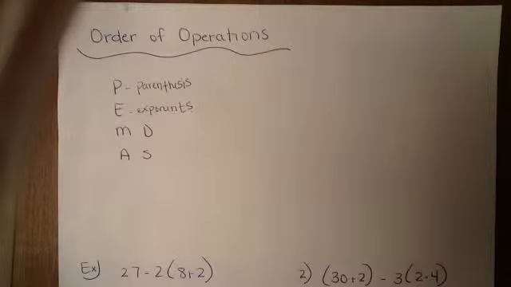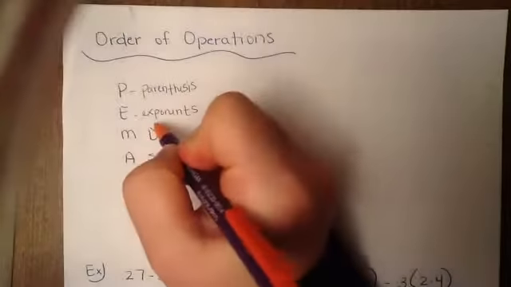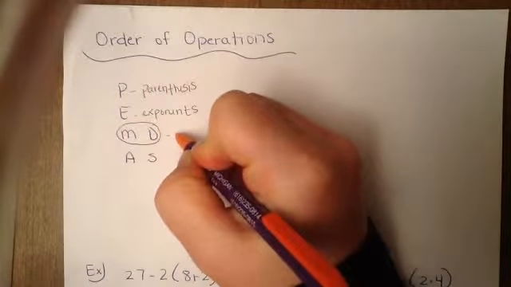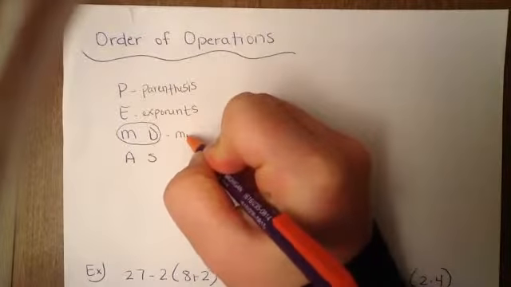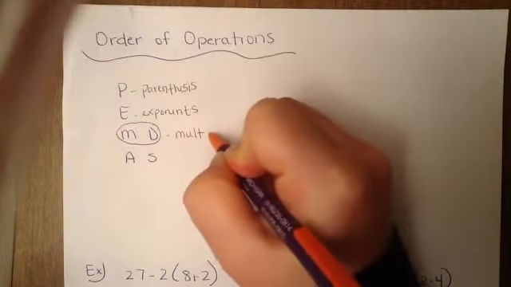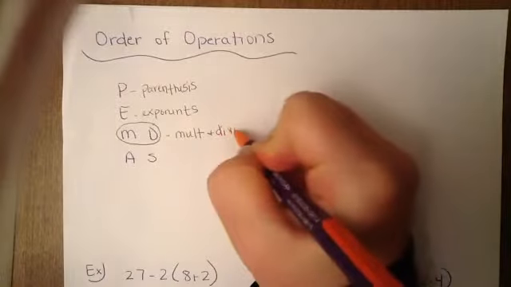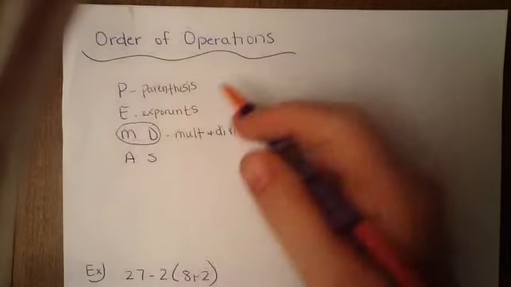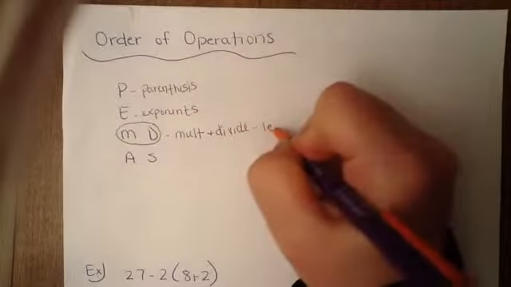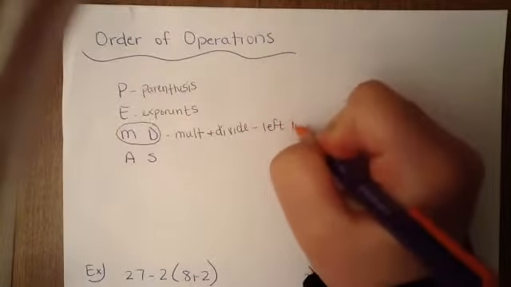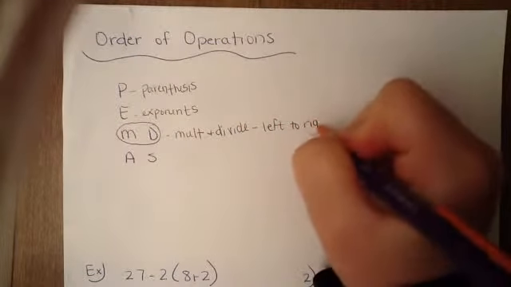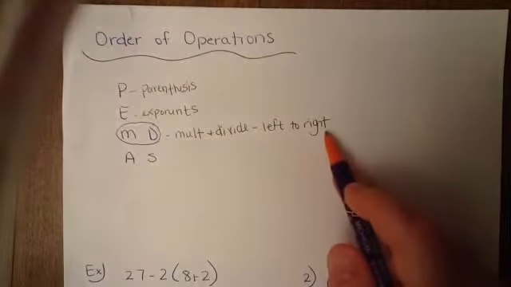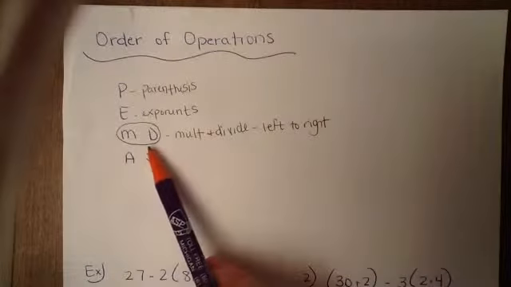The M and the D I have together. Okay? M and D, what do they stand for? Multiply and divide, and they go together, meaning one of them may happen before the other. You must work those left to right. So you're going to start at the beginning and work all the way through, whichever one comes first. Multiply and divide.